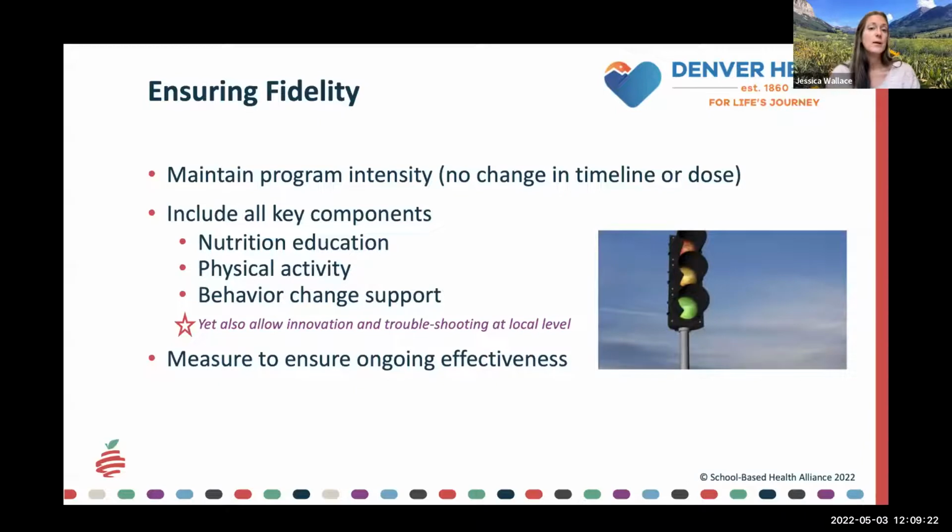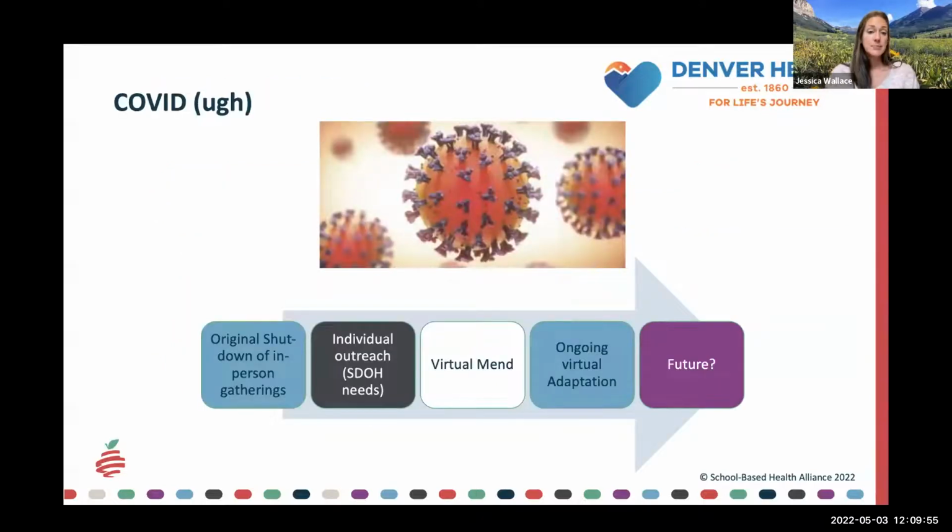You want to keep all the components, right? The best programs and the guidelines say you've got to have nutrition and physical activity, parents and kids, and that kind of support. But that being said, you don't have to talk about sugars and salt and fats in the exact way that a MEND curriculum talks about it, or a Cooking Matters curriculum, or Bright Bodies. You can make it work for you and measure to make sure that you're not losing track of whether it works over time. Then COVID happened.